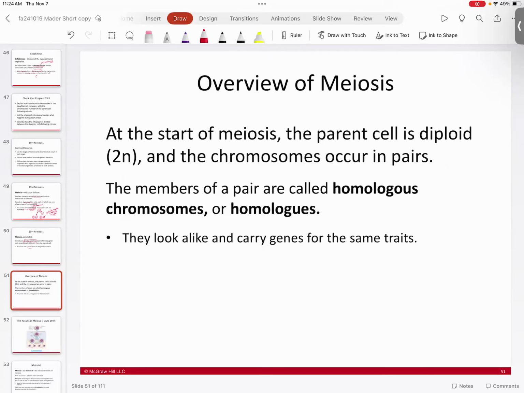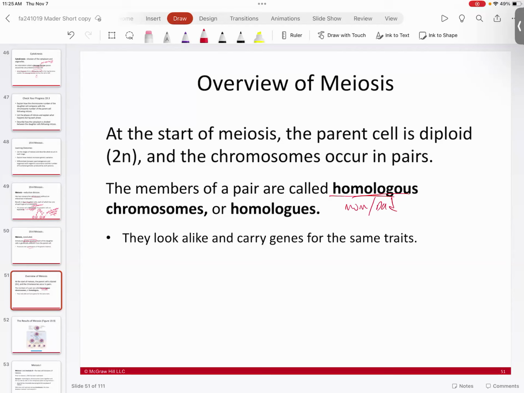So typically at the start of meiosis, your diploid parent cell and the chromosomes in it occur in pairs. That is, one from mom and one from dad. Each pair is referred to as a homologous chromosome. That is to say, one from mom and one from dad, right?